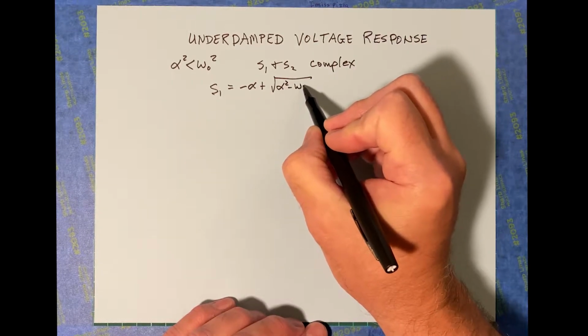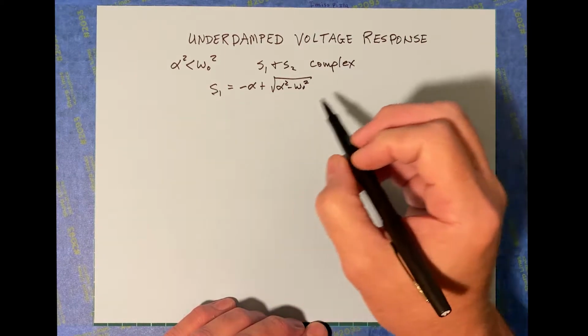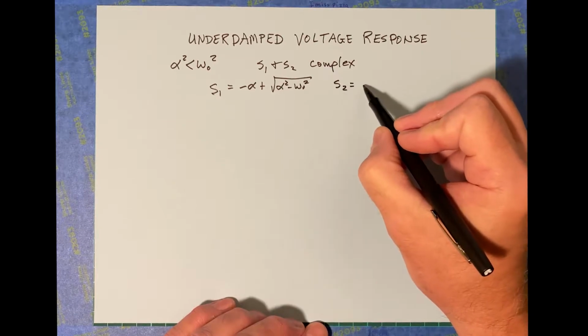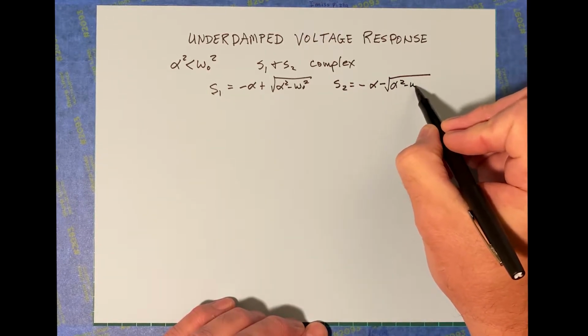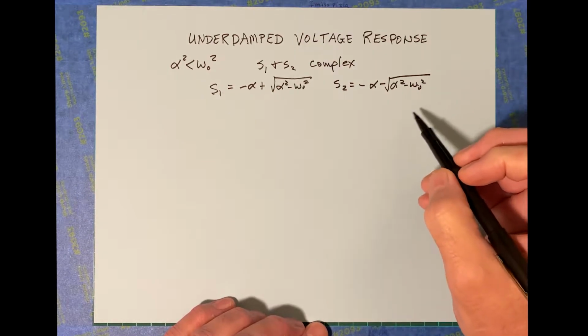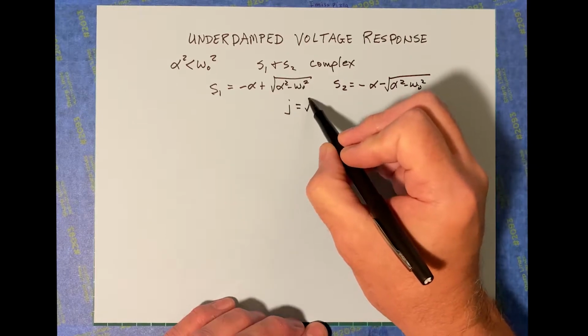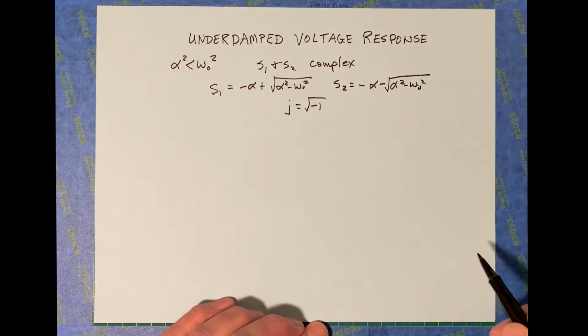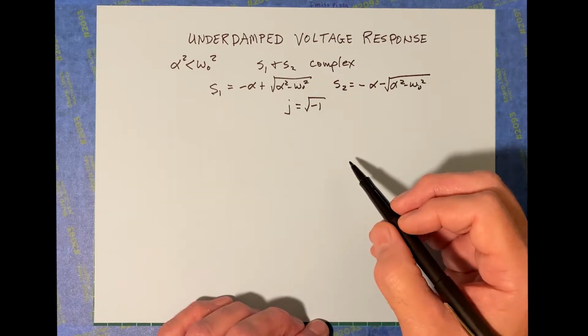All right. So in this case, S1 is going to equal minus alpha plus the square root of alpha squared minus omega naught squared. So what's underneath the radical is a complex number. And S2 is going to be minus alpha minus the square root of alpha squared minus omega naught squared. For this class we're going to use j for the square root of negative 1. We're not going to use i. Hopefully the reasons for that are kind of obvious, because it's already been taken.